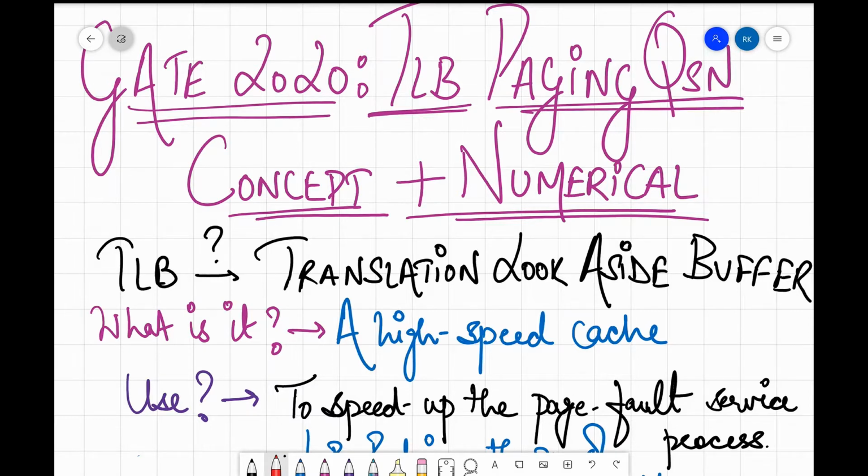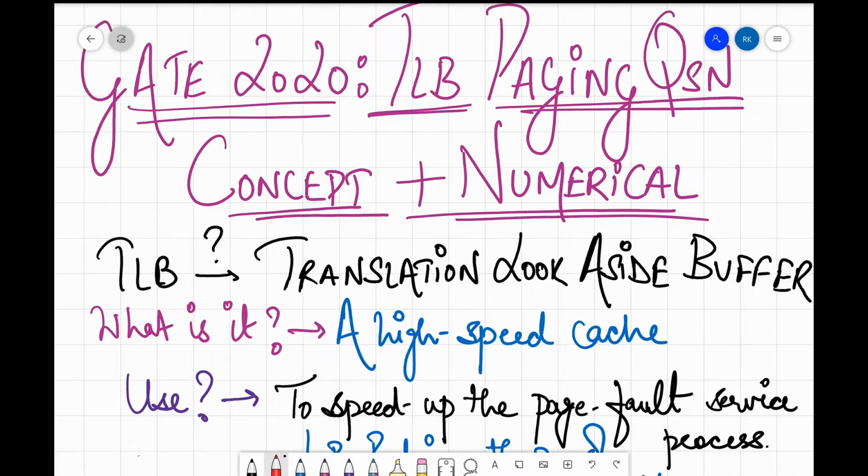So TLB, which is translation lookaside buffer, is one of the critical topics of computer architecture and organization, and some of its part you'll also see in operating system many times. So let's see what it is. First of all, what is TLB? TLB is translation lookaside buffer, and what it actually is, it is a high-speed cache basically.